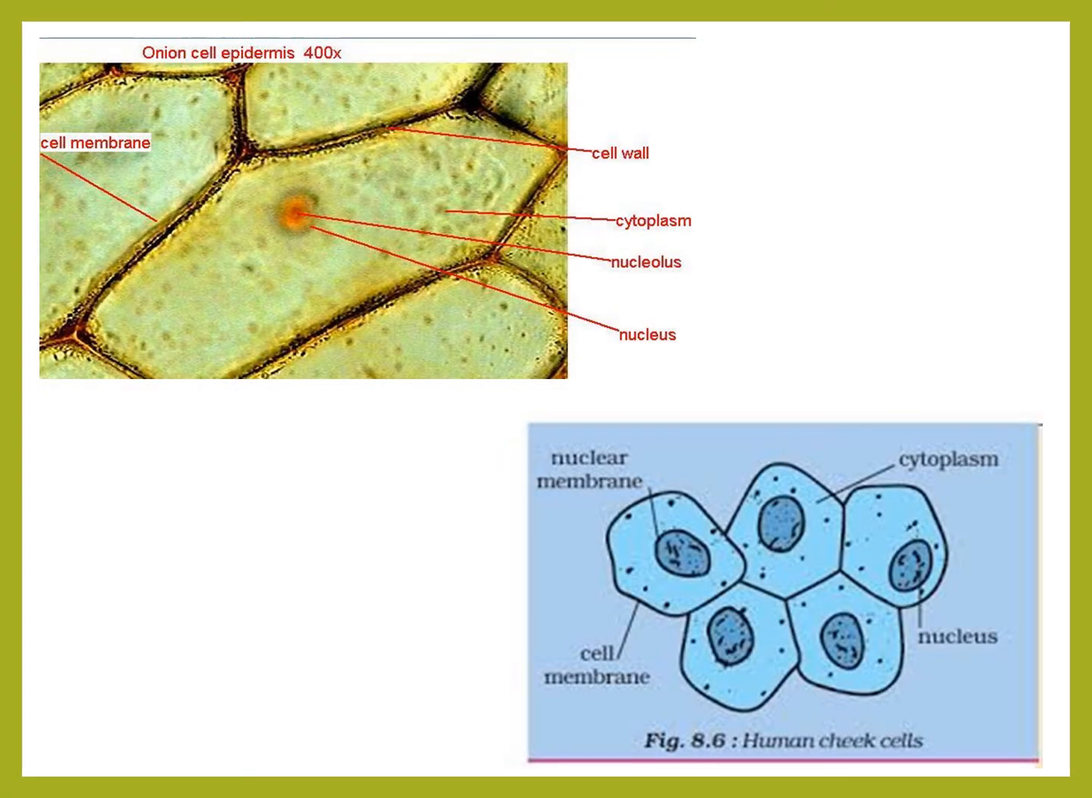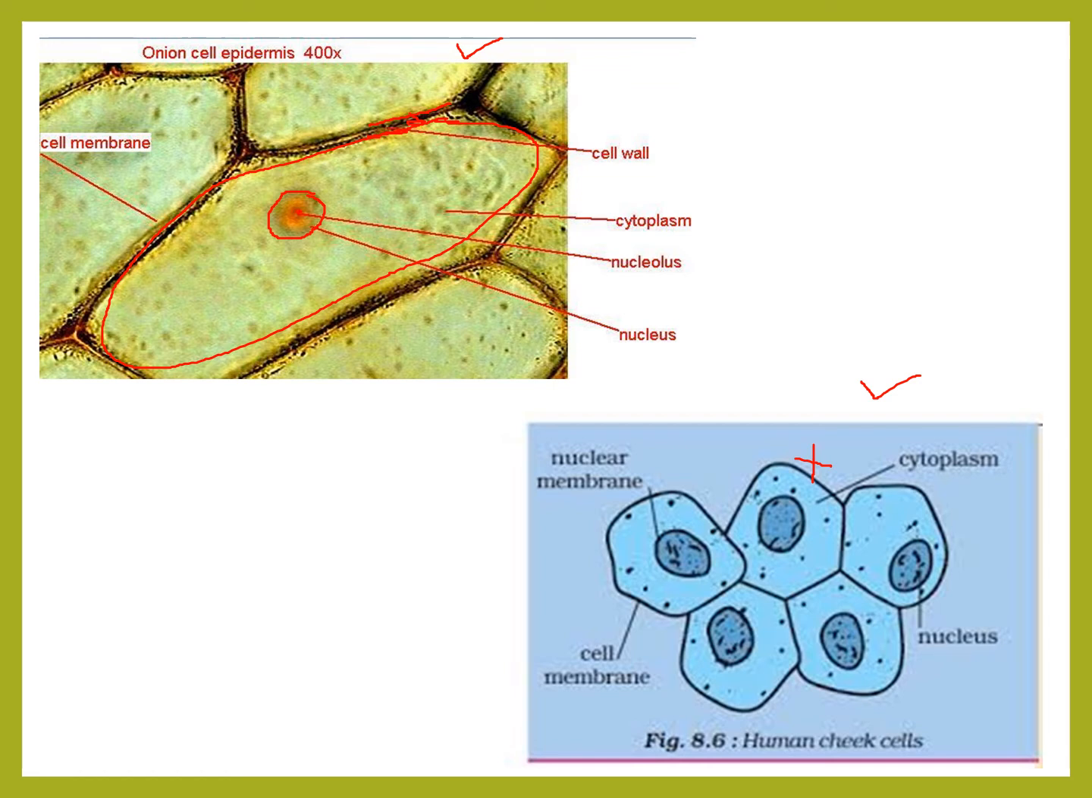Let us now understand the three structures with the help of these diagrams. Here we have the plant cell and here we have the animal cell. In the plant cell, you observe a cell wall, but in the animal cell, we do not have a cell wall. Within the cell wall, we have the cell membrane, and enclosed within the cell membrane is the cytoplasm, and this nucleus lies within the cytoplasm. In the nucleus, you have a dark structure which is the nucleolus.